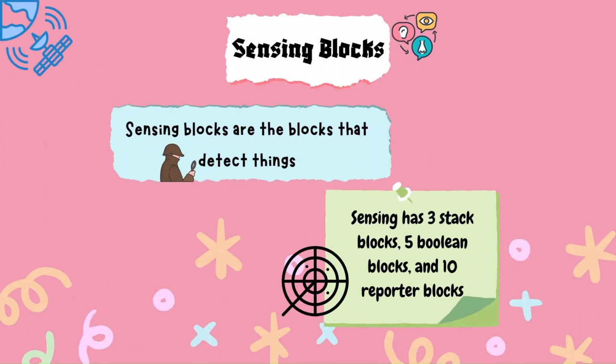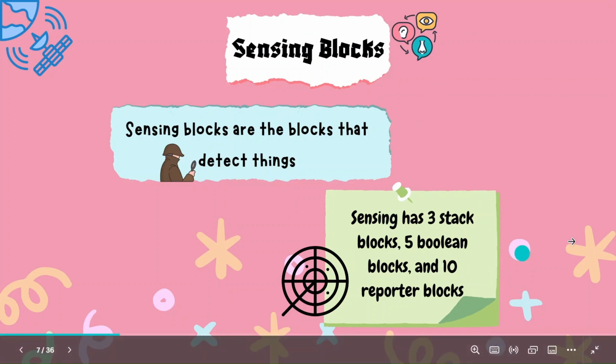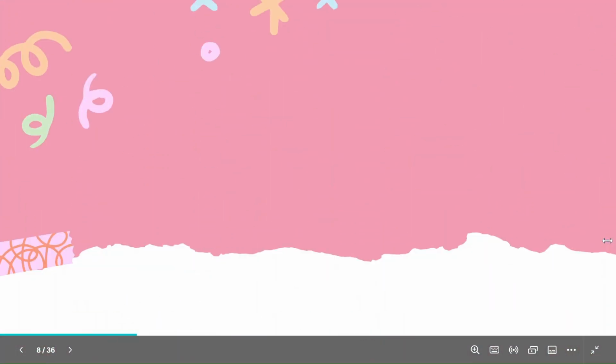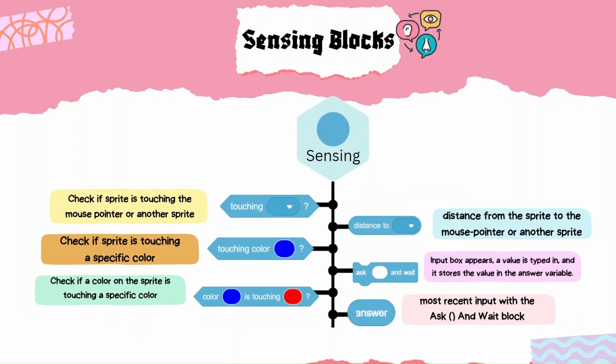Yes. So what are sensing blocks? They are the blocks which detect things. When it comes to sensing, don't you feel like a spy agent? Similarly, sensing blocks help us to detect different things. This is a combination of 3 stack blocks, 5 boolean blocks and 10 reporter blocks. Now let us have a look at these blocks. But beforehand, let me take you to the Scratch editor and there I'll show you all these blocks.